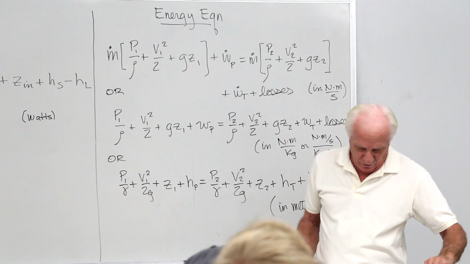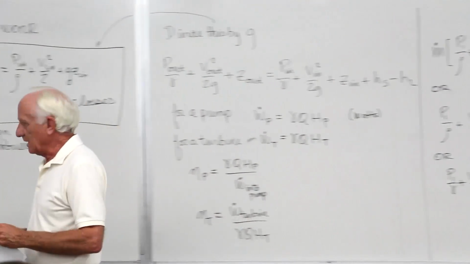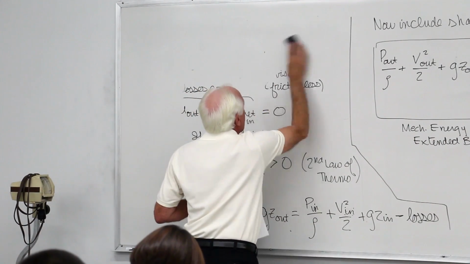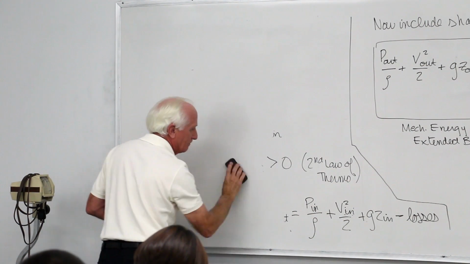You've got 102 and 105. I'm going to work 103. You have 102 and 105 for homework. I'm going to work 103. All right, there's a picture in the textbook on this one.